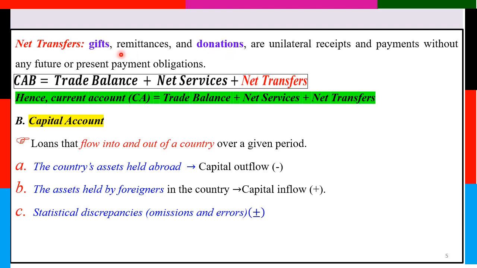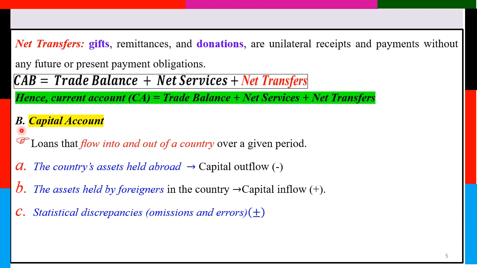Therefore, most of the time, Ethiopia has positive net transfer because our country receives many gifts from the rest of the world. Again, many donations from the rest of the world. But Ethiopia does not give any gifts to the rest of the world because our economy does not allow it. In general, current account balance means trade balance plus net service plus net transfer.